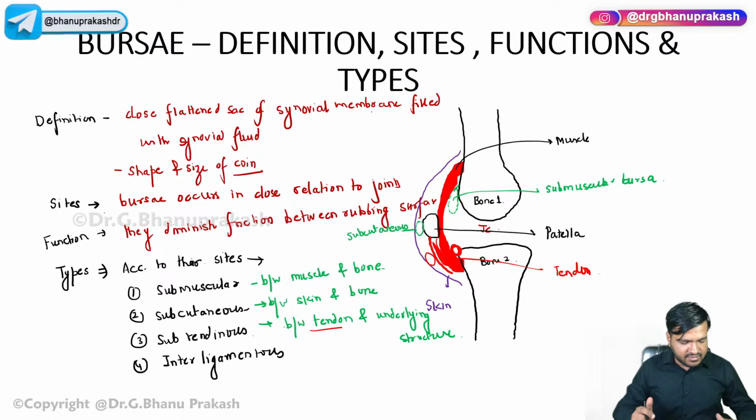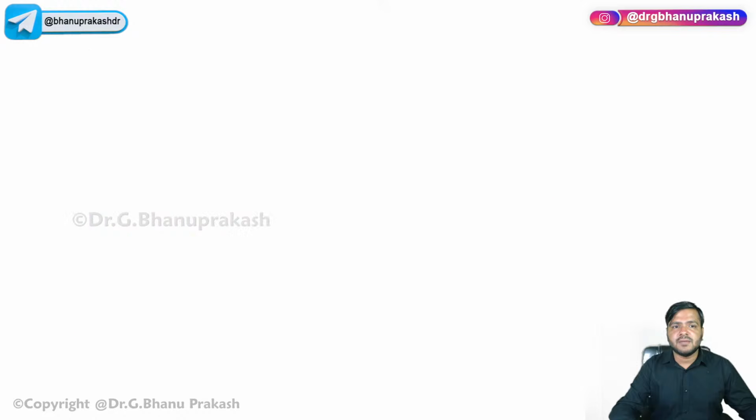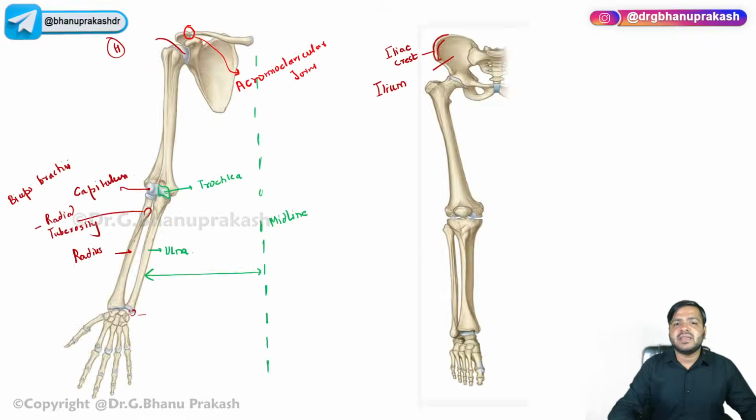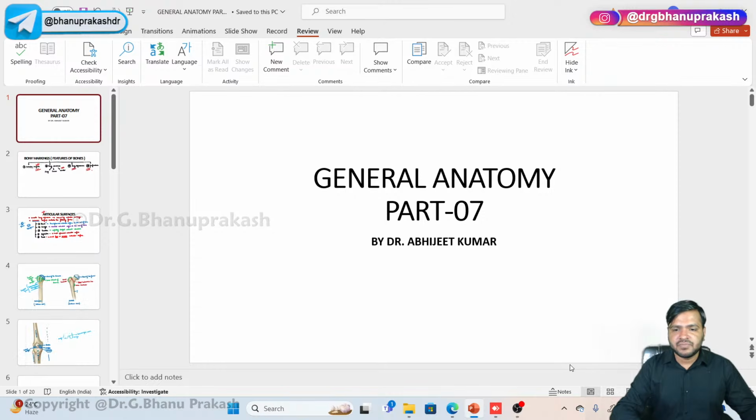And interligamentous, guys, it is basically between two tendons. So that is about the bursa: the definition, size, functions, and the types, right? We have discussed the bursa, the ossification and its types, and the bony markings, the features of the bone: the articular surfaces, the bony elevations, the bony depressions, and the perforations. I hope today's lecture is clear to everyone.